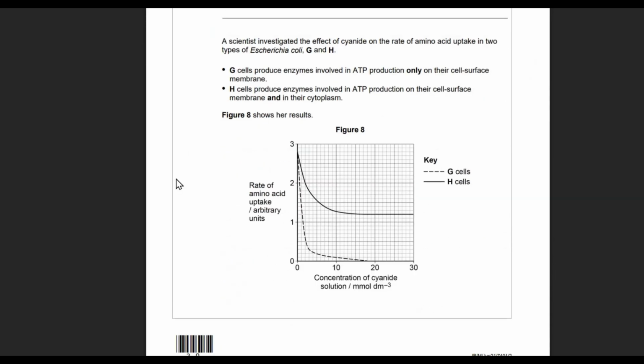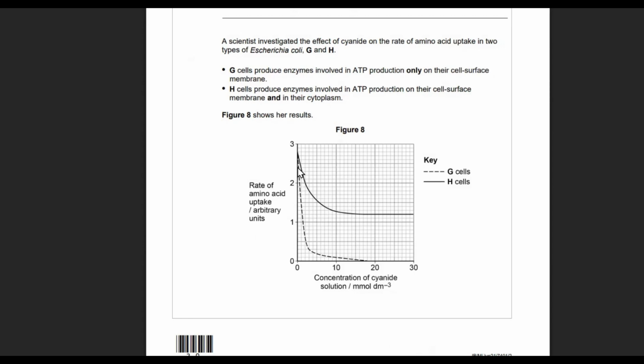A scientist investigated the effect of cyanide on the rate of amino acid uptake in 2 types of Escherichia coli. So that means E. coli. G cells produce enzymes involved in ATP production only on the cell surface membrane. H cells produce enzymes involved in ATP production on the cell surface membrane and the cytoplasm. So H does both, whereas G cells can only make ATP on their cell surface. We've got the rate of amino acid uptake against the concentration of cyanide in G and H cells.